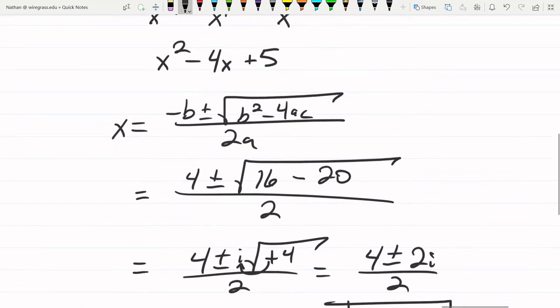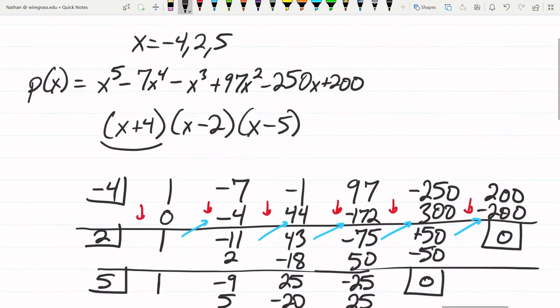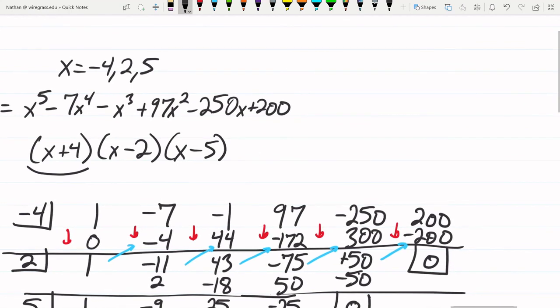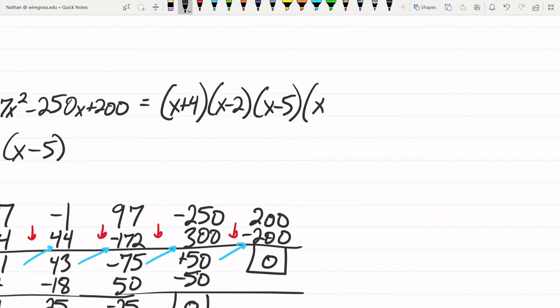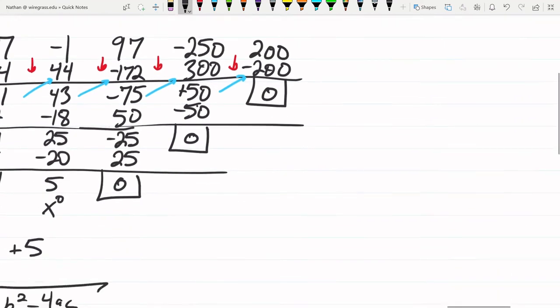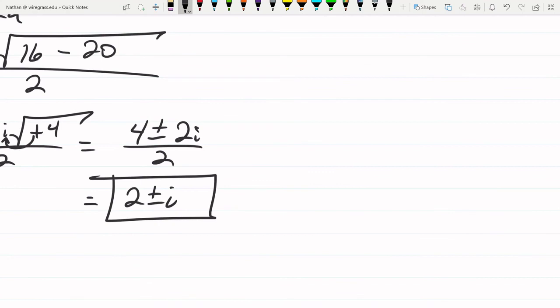So we have 5 zeros here. We have x plus 4, x minus 2, x minus 5. Then we have x minus (2 plus i), and x minus (2 minus i). Just make sure that's what we actually found there. Yeah, 2 plus or minus i.